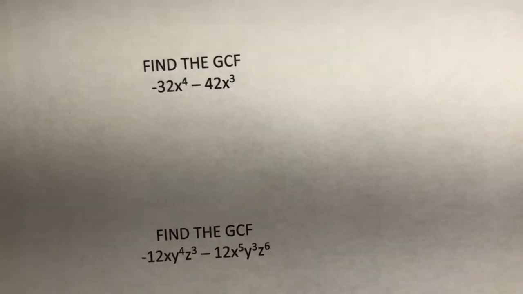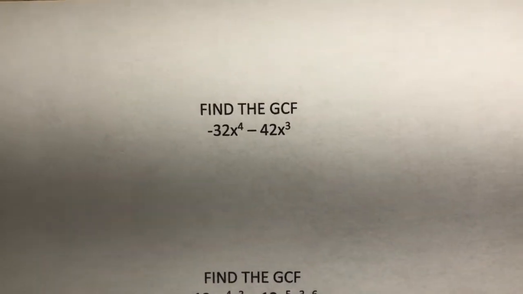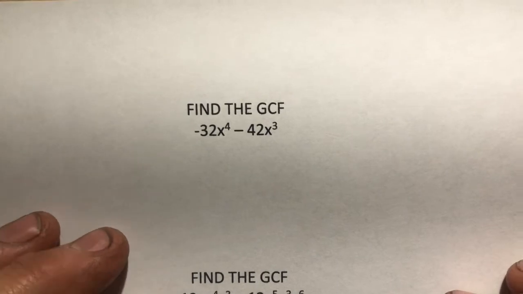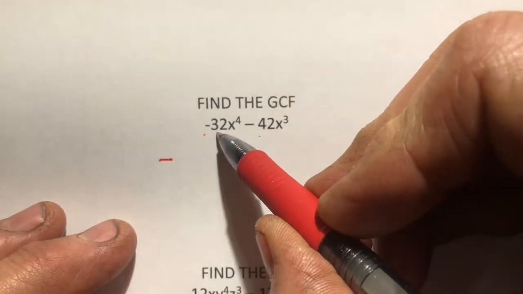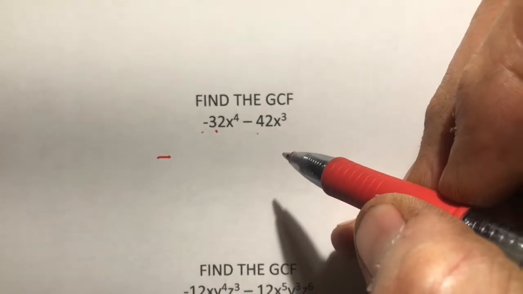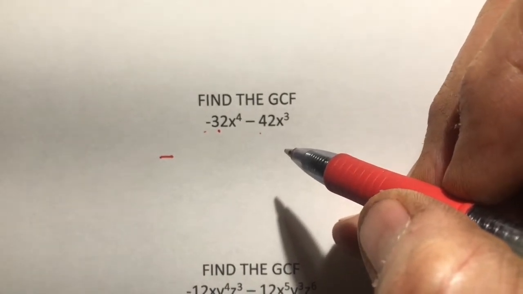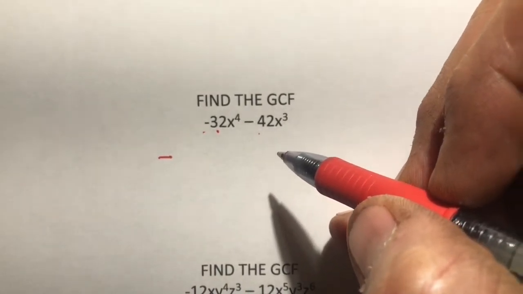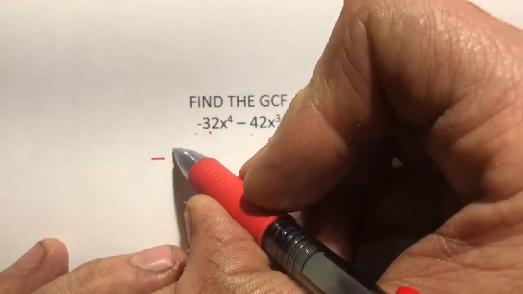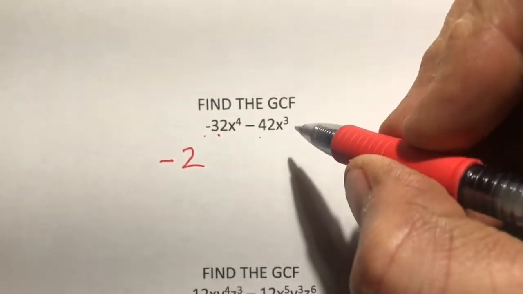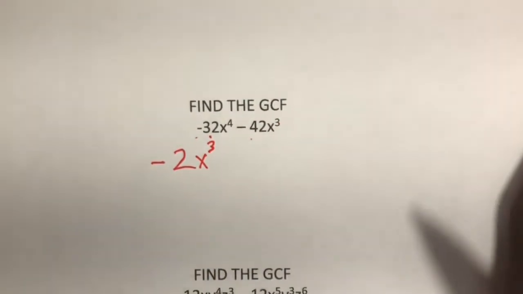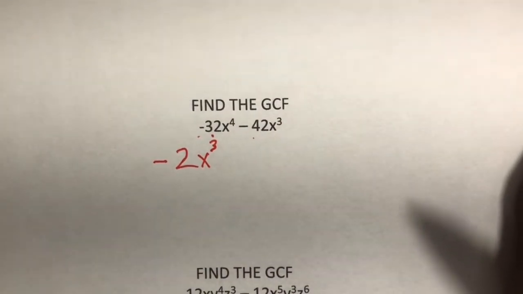Okay. Just a couple more examples here, and then we'll close up. Now they both have negatives, so I'm going to pull a negative out. And 32 and 42, I'm thinking just 2 goes into those. 2's the greatest common factor there. But they both have x^3, so there you go. That's my greatest common factor there.